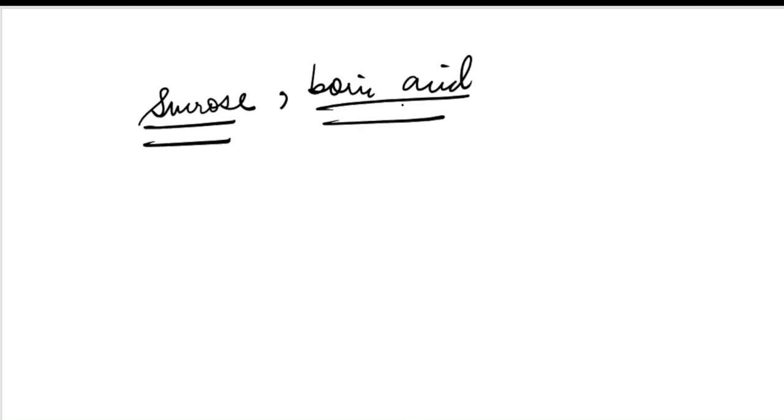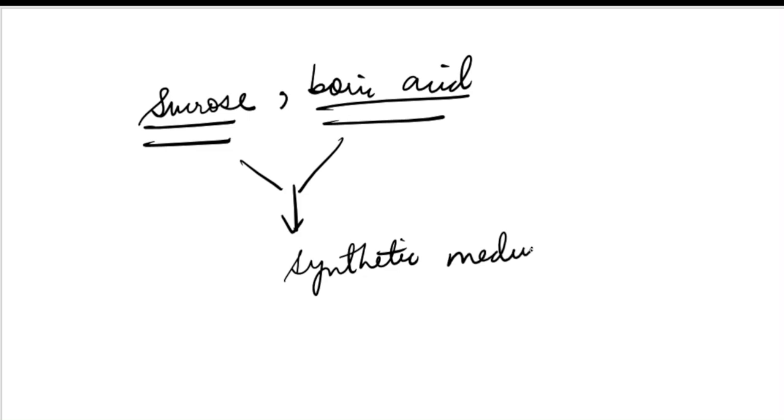we will provide sucrose. Okay, we can also provide boric acid. So sucrose and boric acid is provided to the pollen grain for germination. Why is it provided? This is a synthetic medium which is provided for pollen germination.